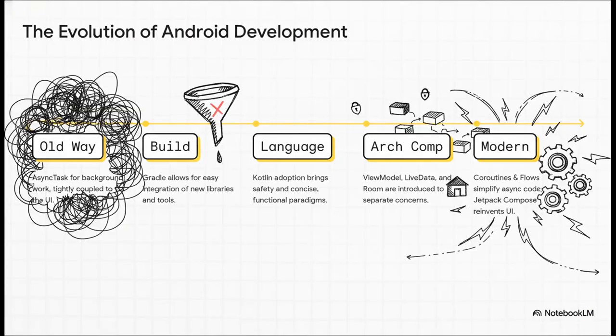I mean, just think about the evolution we've seen here. We started with tools like AsyncTask, which, let's be honest, almost encouraged you to write that tangled, leaky code we talked about. But look at where we are now. Kotlin gave us a much safer language. Then we got architecture components with things like ViewModel, which are literally designed to help us separate our UI from our logic. And today, coroutines and flows have completely changed the game for background tasks, making it easier than ever to write clean, decoupled code.